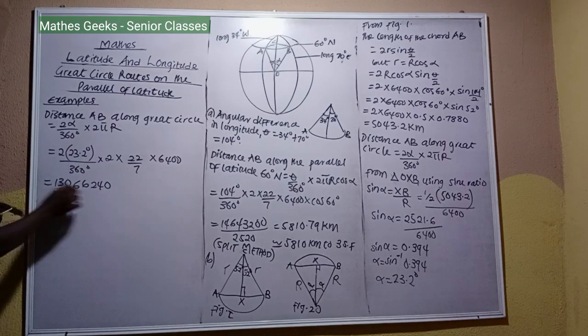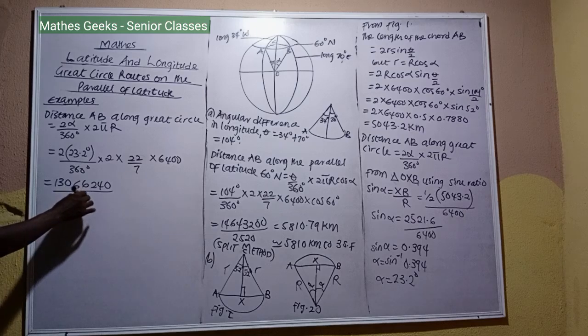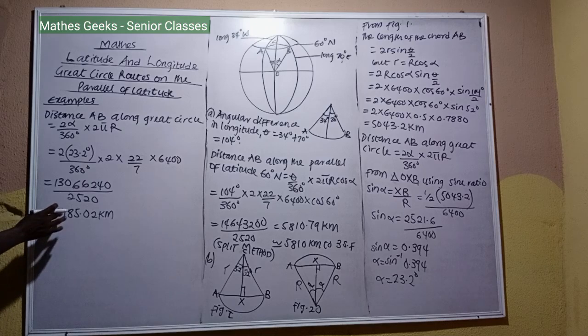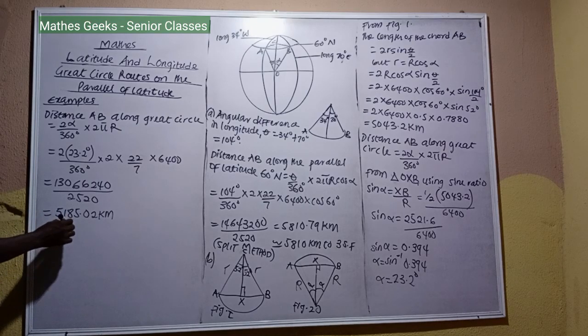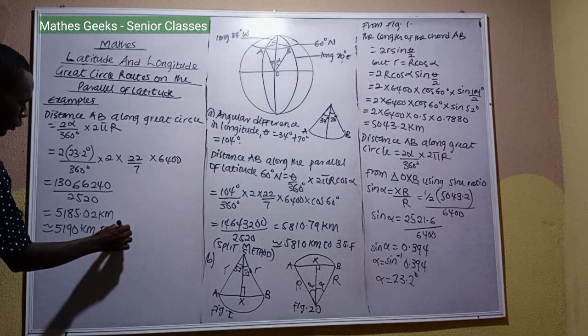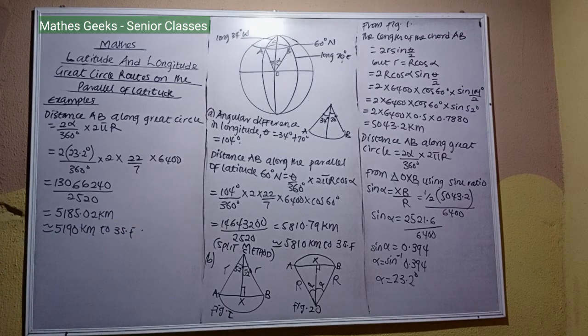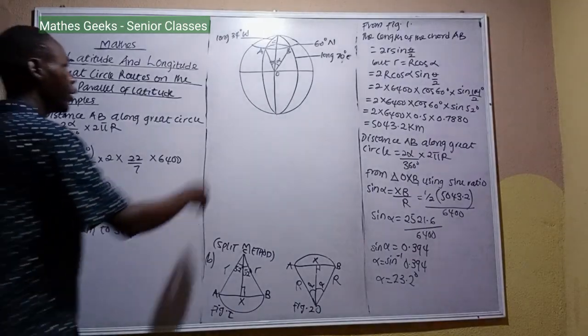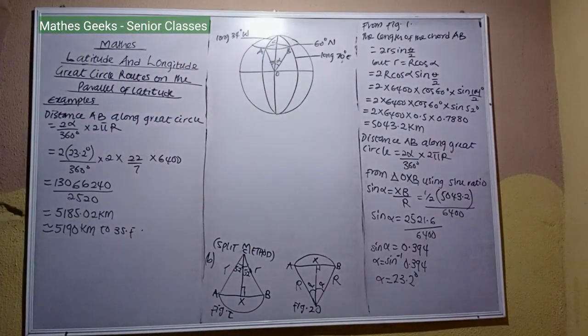That is 130,66240 over 360 degrees times 7, which equals 2520, and that's equal to 5185.02 kilometers approximately. To 3 significant figures, 5190 kilometers. So this is the distance AB along the great circle. If you don't want to use the split method, you can use the other method to get AB along the great circle, and that other method is known as the direct formula method.